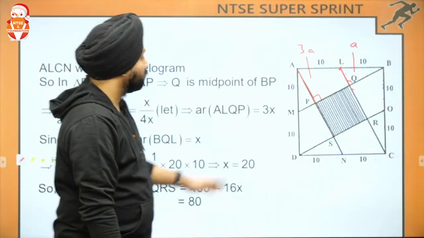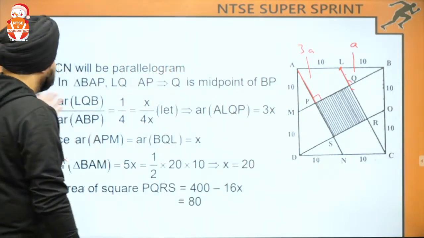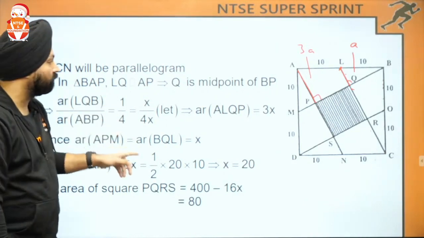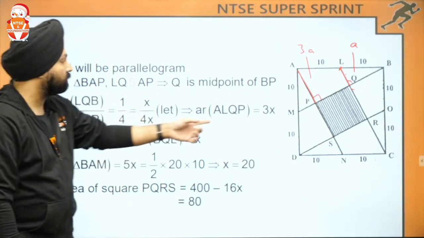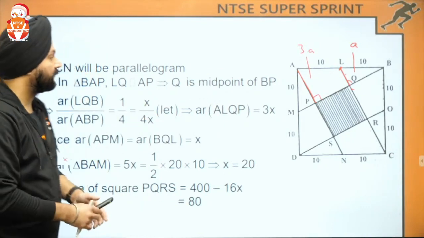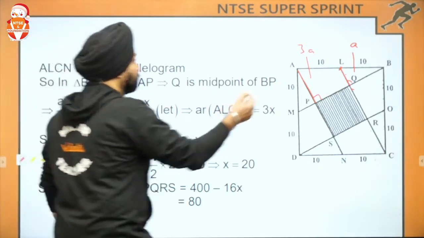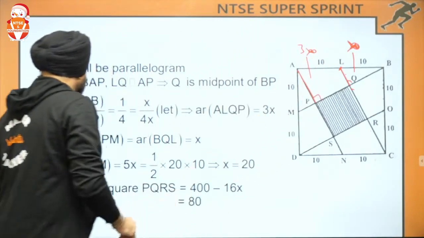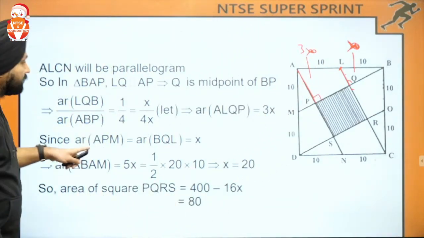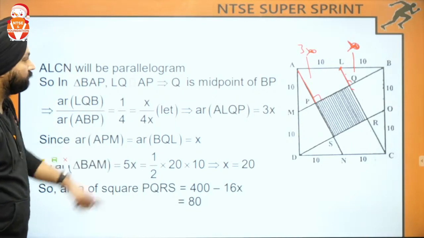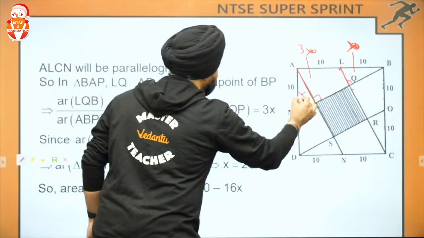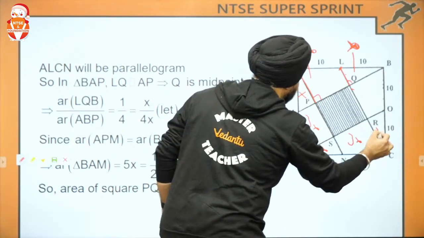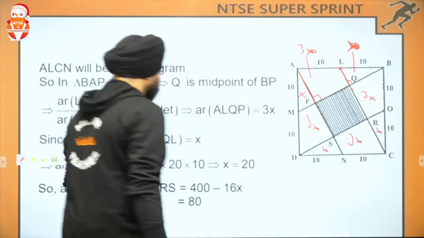In this manner, you can label and proceed also. I have done that part over here also. You can see LQB by ABP, that is 1:4. So अगर आप किसी एक एरिया को X मानते हैं, तो ALQP का एरिया, मैंने वहां पे A लिख दिया, आप इसको X भी लिख सकते हैं. This is X and this is 3X, right? Once that is known to you, he says triangle APM is also the same. इसको भी आप X मार्क करेंगे, इसको भी 3X मार्क करेंगे, इसको भी X मार्क करेंगे, 3X मार्क करेंगे, right?